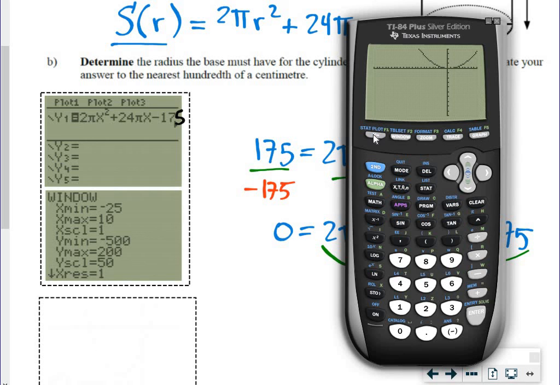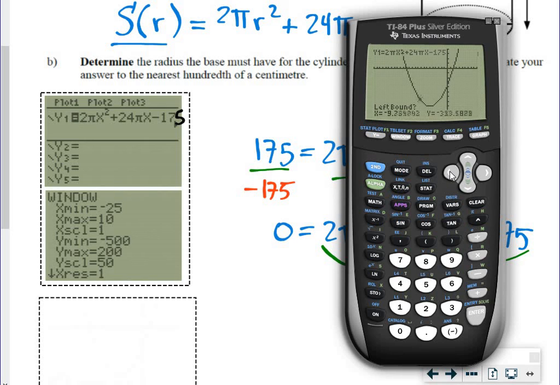so that just zooms it to an area that's suitable for this question. And then so we do 2 pi x squared plus 24 pi x minus 175. We hit graph. That's what it looks like. And we find the x-intercept. So we go second trace, find zero.